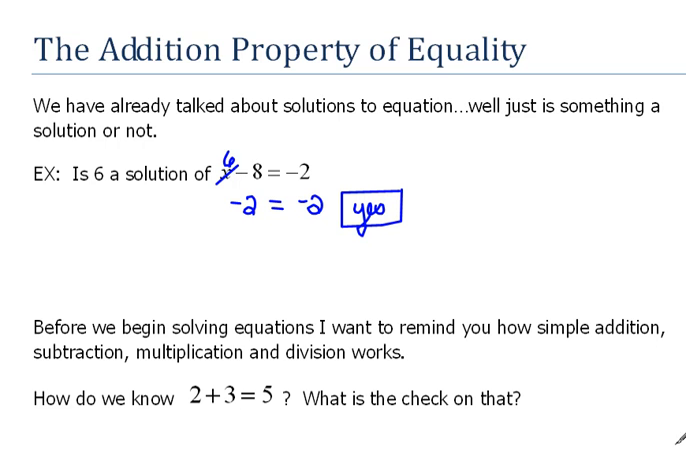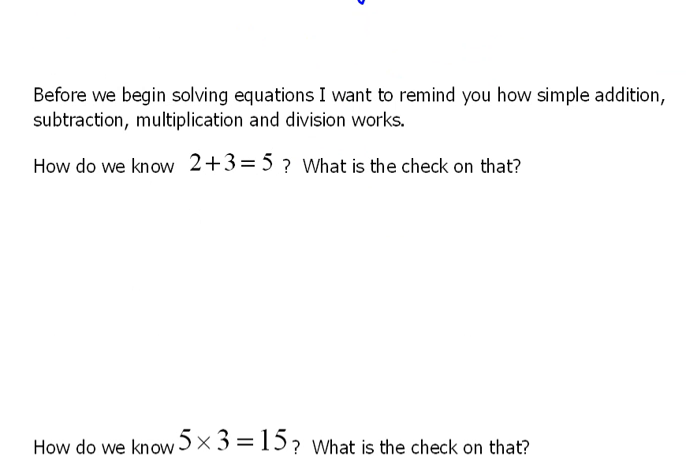Okay, we're now going to actually be finding those solutions as we go through here. But before we do that, I want us to do a little bit more review. Let's talk about addition, subtraction, multiplication, and division, and how they work. Here we have a simple statement that we know is true. We know that 2 plus 3 equals 5. But how would you check that? How would you go backwards from that?